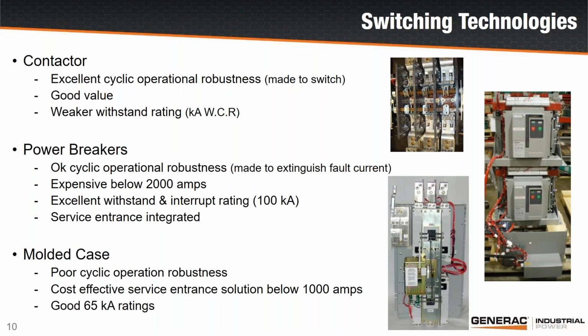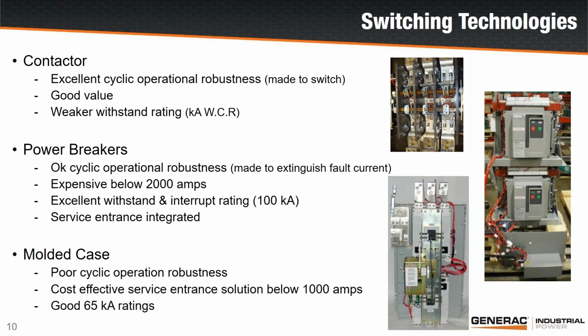One of the things that contactor technology struggles with is very high withstand and close ratings, the KA ratings. So breakers tend to be positioned a little bit better when it comes to the withstand and close ratings. Power breakers are okay for operational robustness, but they're really designed to extinguish fault current.